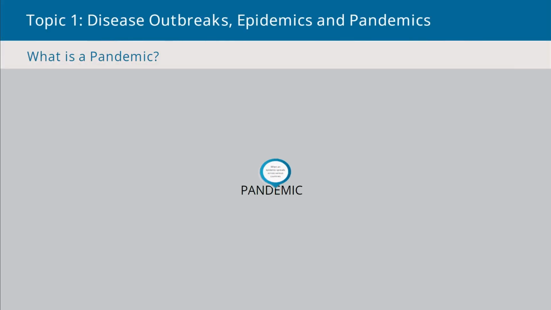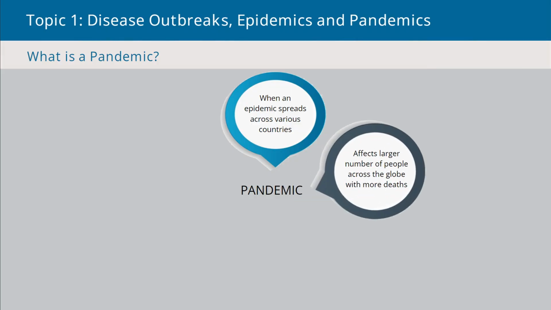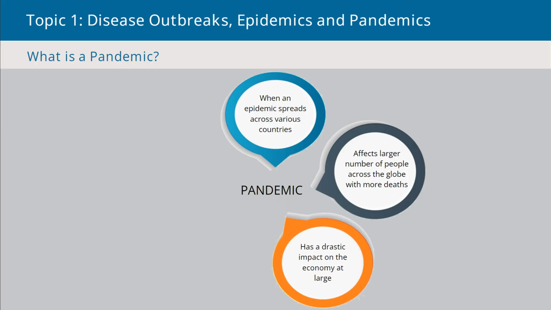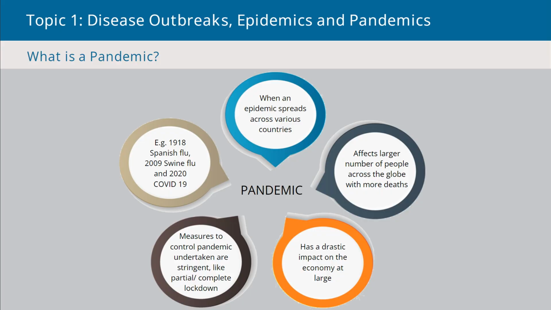What is a pandemic? When an epidemic spreads across various countries, it becomes pandemic. It affects larger number of people across the globe, causing greater number of deaths as compared to an epidemic. In addition to adversely affecting people, it has a drastic impact on the economy at large. Measures to control pandemic undertaken are stringent, like partial or complete lockdown. For example, 1918 Spanish flu, 2009 swine flu and 2020 COVID-19.